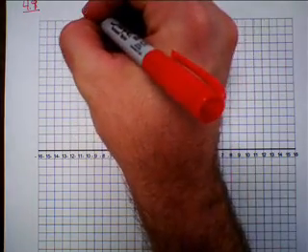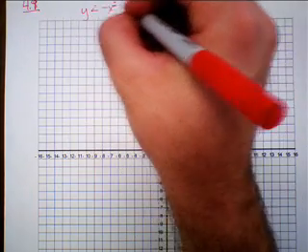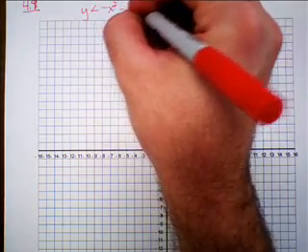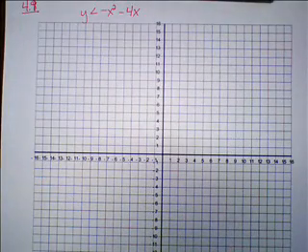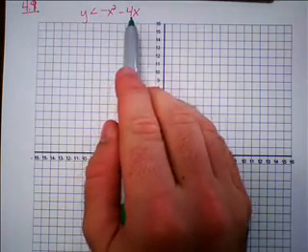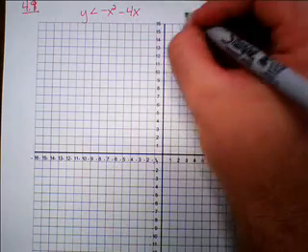So let's look at the first one here. Let's say we had y less than negative x squared minus 4x. And if you notice, this is in standard form. We have x squared, we have a term in x, and then we've got another term out here, which is 0, which we don't see. So this is in standard form.